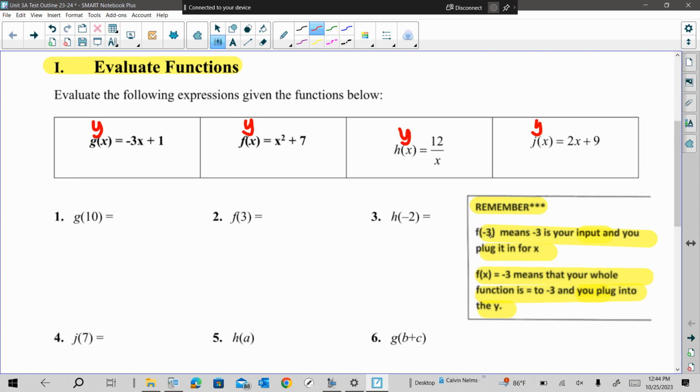The function notation, when the number's inside the parentheses, it means that is your input and you will plug it in for x. If the number's outside, like if you have f of x equals the number, so f of x equals -3 here means that your whole function is equal to -3, and you're plugging that in for y. So you're trying to find the y. You're trying to find the x when it's outside. So when we evaluate, we're plugging in.